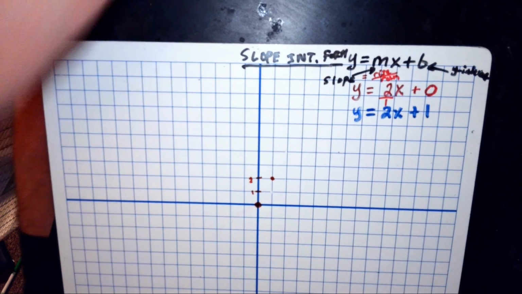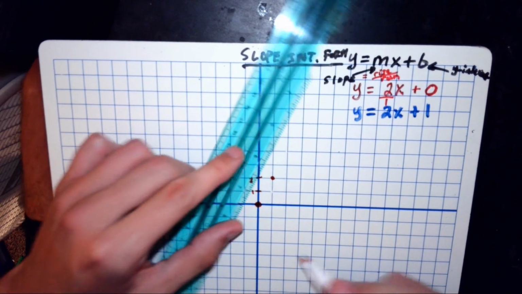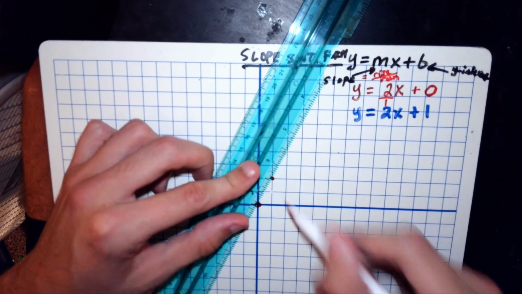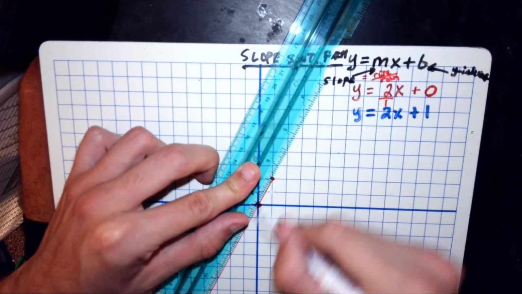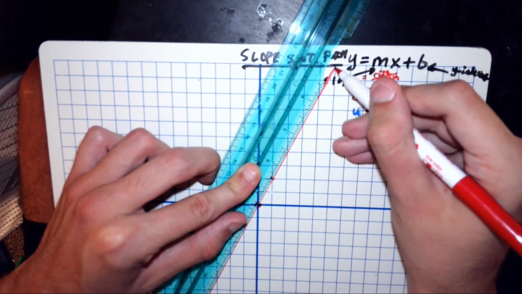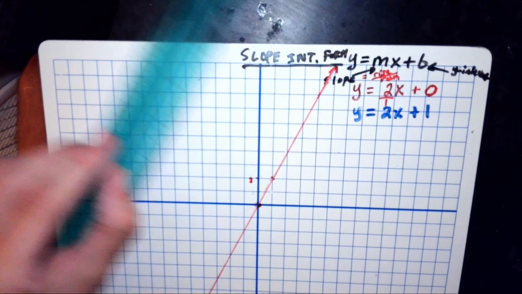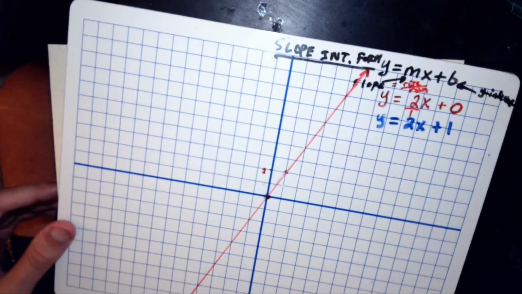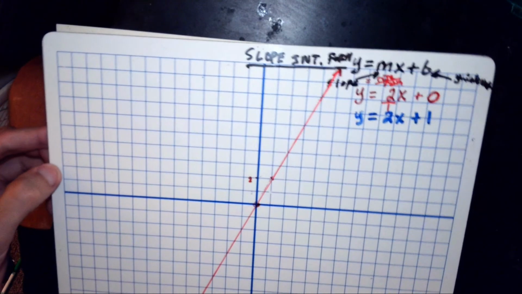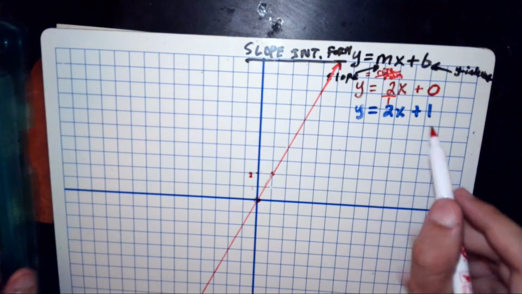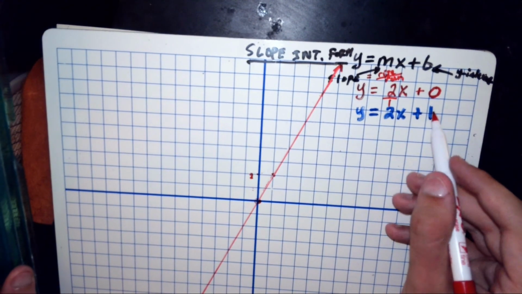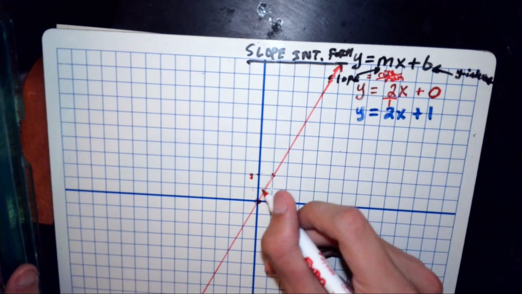So now what we do is we take a straight edge like a ruler or something, and we just connect the 2 points with a straight line like so. There we go. We've graphed one line very quickly, right? Next, we'll graph the other line. So we're going to have the same slope, except now our y-intercept is 1 instead of 0. So our y-intercept is here.